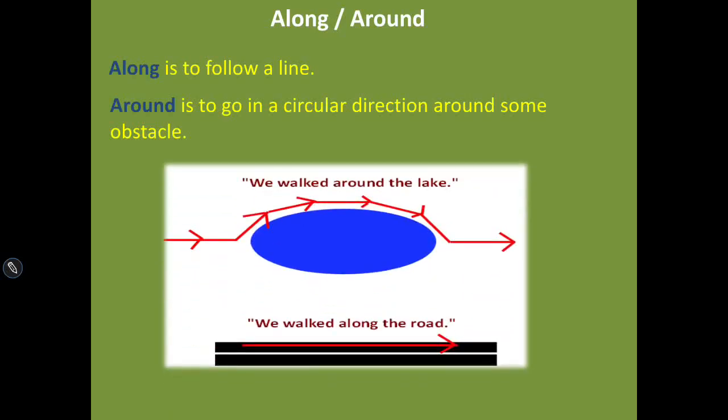We can understand it through an example. Here we have a lake. We walked around the lake. Observe the direction. The lake is in a circular form, and the line with the arrow shows that we walked around the lake, because here the movement is done in a circular form. And the next is we walked along the road. Here the road is in a line and we are walking parallel to it. That's why we say here we walked along the road.